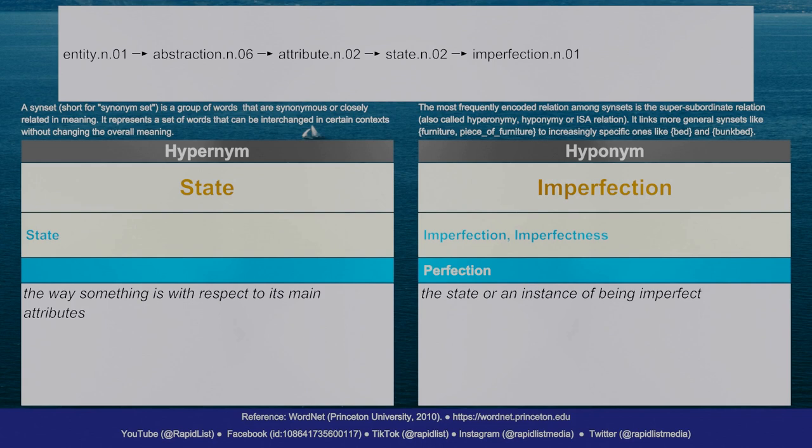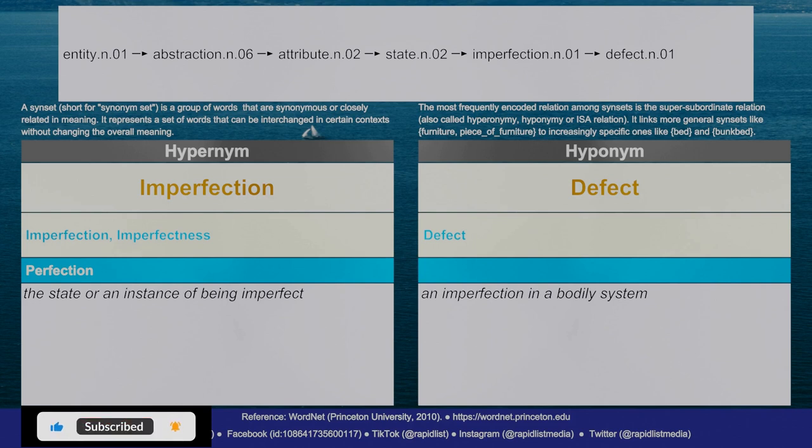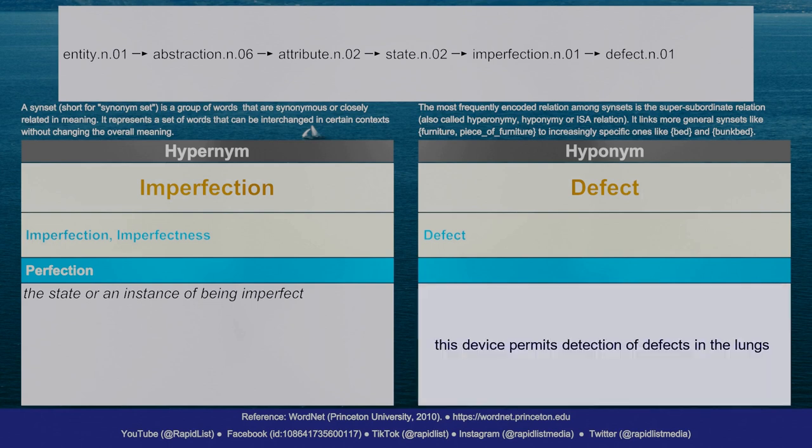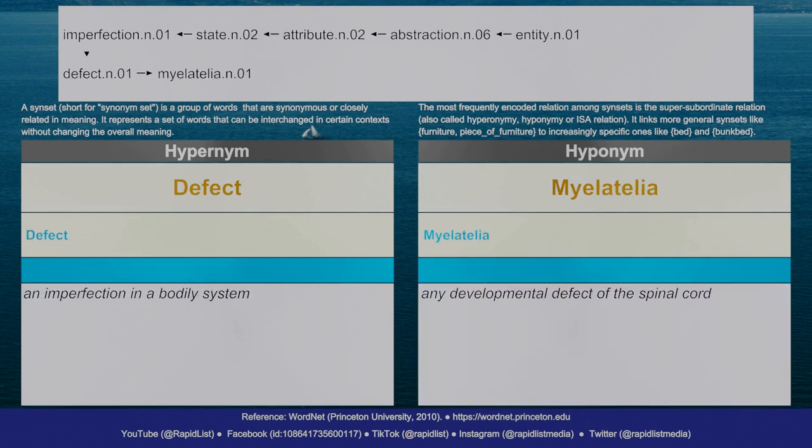Imperfection. The state or an instance of being imperfect. Defect. An imperfection in a bodily system. This device permits detection of defects in the lungs. Myoletalia. Any developmental defect of the spinal cord.